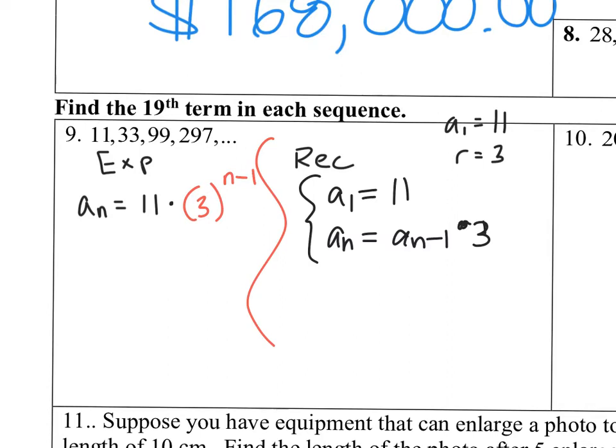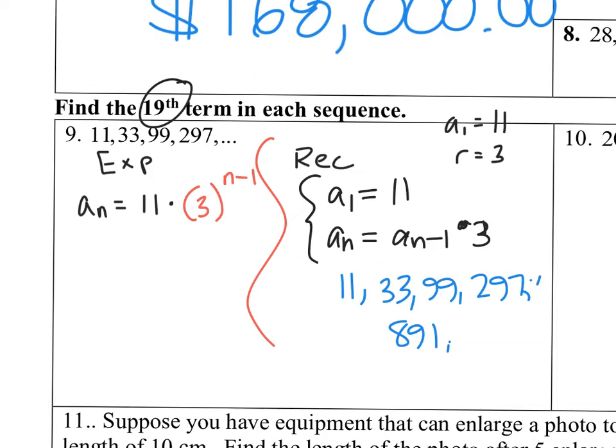Explicit is 1. You want to use the explicit formula if you have to find higher terms, because otherwise the recursive formula would be 11 times 3 is 33, times 3 is 99, times 3 is 297, times 3 is 891, times 3. You'd have to keep going until you got to the 19th number, which could take a lot. But in the explicit formula, you can just plug in 19. So it's 11 times 3 to the 19 minus 1, which is the 18th power. So this is going to be a huge number.